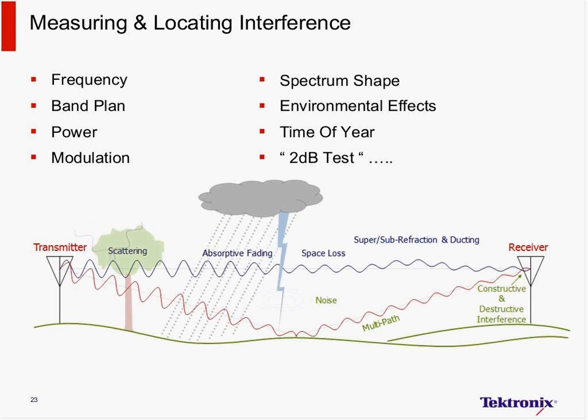When we talk about measuring and locating interference, it's all about situational awareness. We have to get a lot of information together to figure out if we're seeing a system problem or an interference problem. Understanding our frequency band is the first point. Are we in an assigned frequency or an unassigned frequency? Are we using license-free spectrum or licensed spectrum? What is the band plan of the spectrum I'm using?